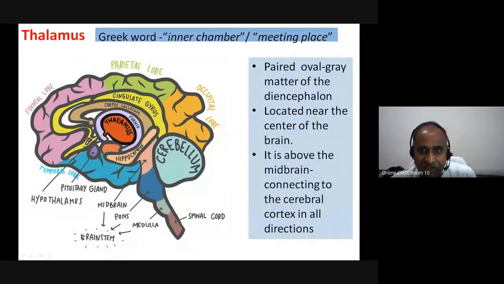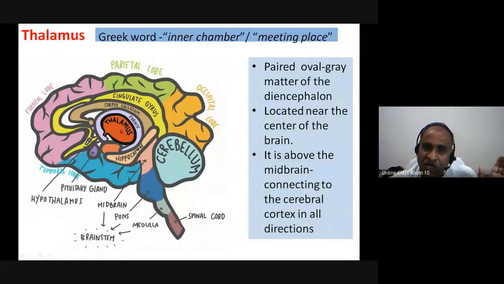Here is the thalamus. There are two thalami, paired oval gray matter of the diencephalon. And if you are looking at this, it is almost in the center of the brain. You just see that this is the inner core of the brain. This is the entire cerebral cortex. You see it almost in the center of the brain. So it is located near the center of the brain, above the midbrain.